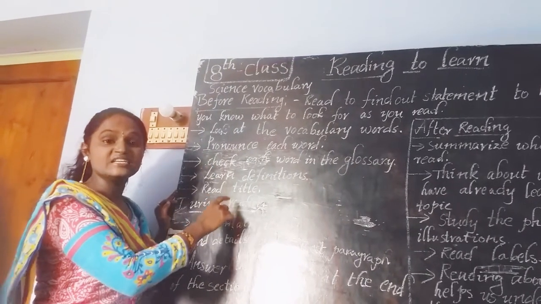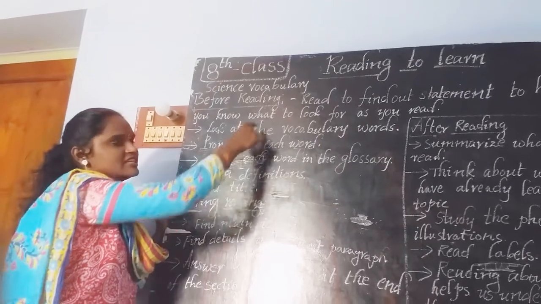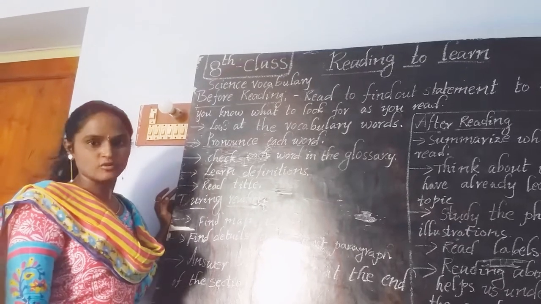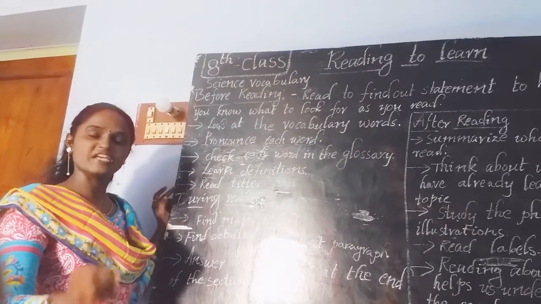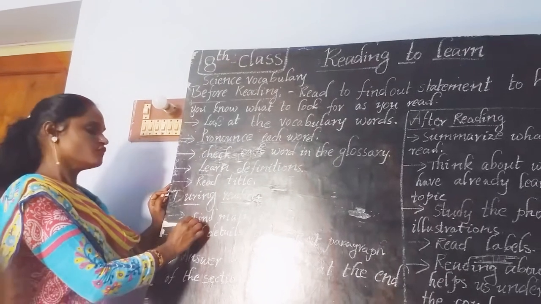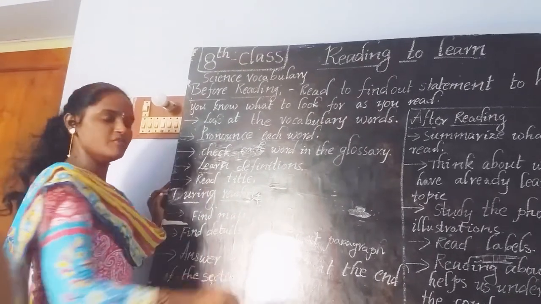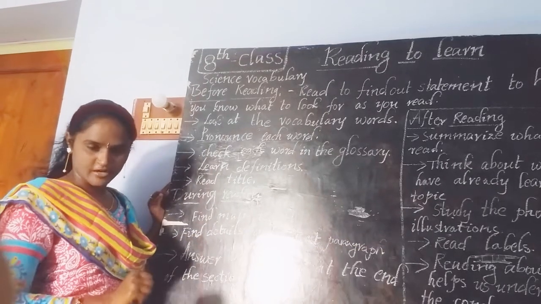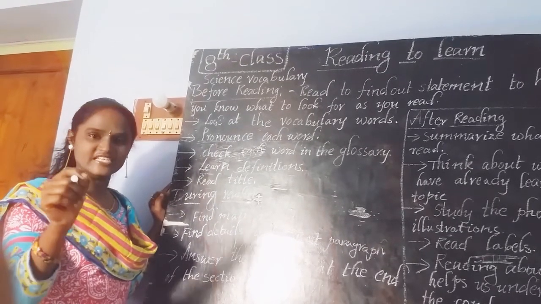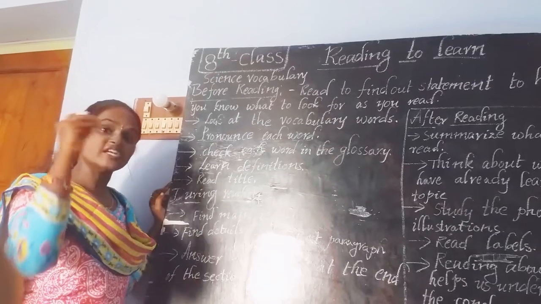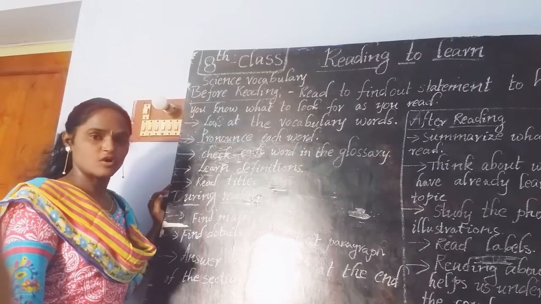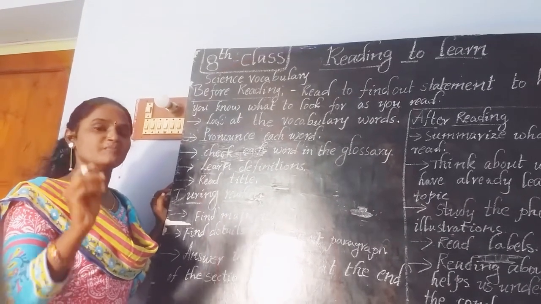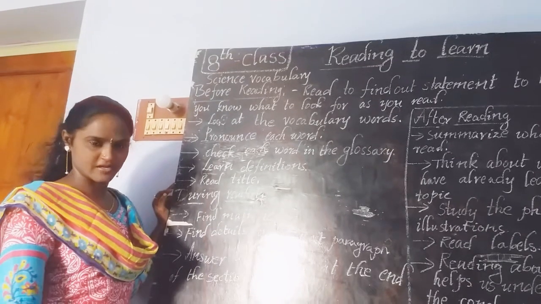What is that? During reading. While we are reading, what techniques do we have to follow to understand the topic in a better way? See here. Find the main idea. While you are reading a paragraph, we should have one idea. By reading that, what knowledge do we get? That is what you have to understand. While we are reading one paragraph, we should know the main idea of that paragraph.